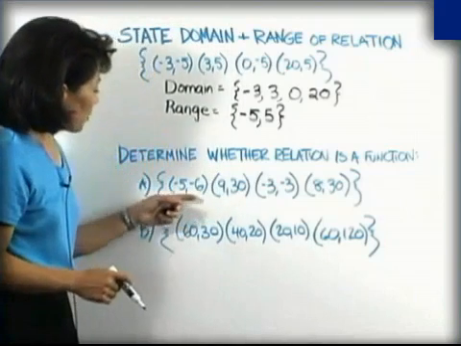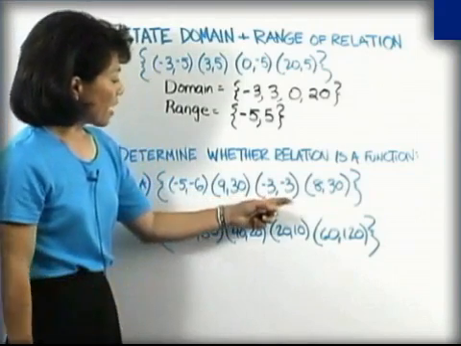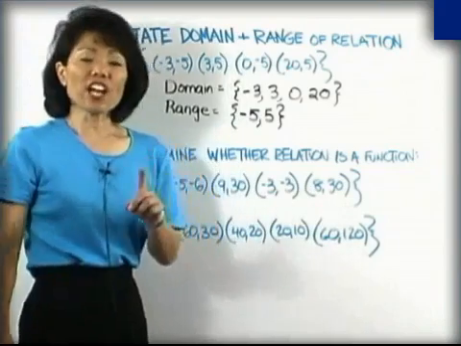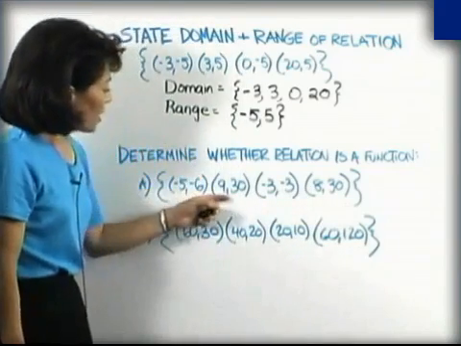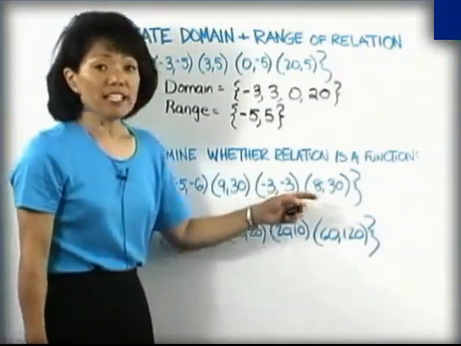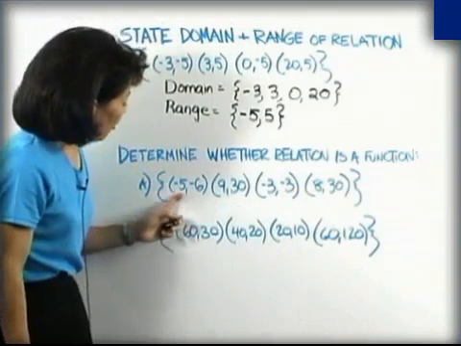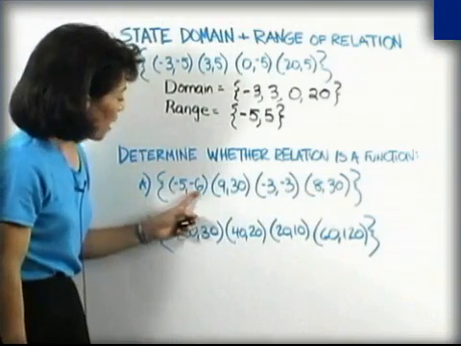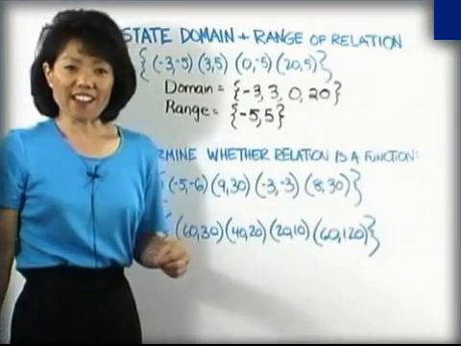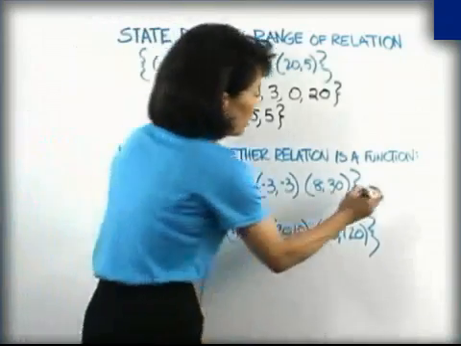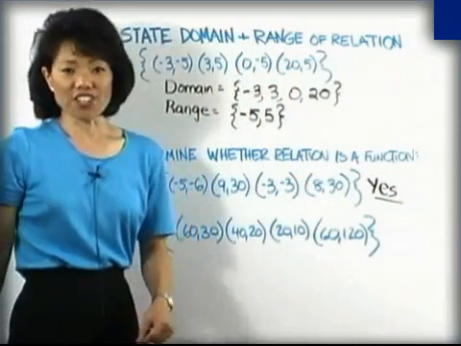Let's see if either of these relations qualifies itself to be a function. Let's look at our first relation. We have (-5, -6), (9, 30), (-3, -3), and (8, 30). Let's check all of our first components or our x values: -5, 9, -3, and 8. Notice they're all different. Because they're all different, every first component is paired with exactly one y component. So since it satisfies the definition of a function, we can say yes, this first relation is indeed a function.